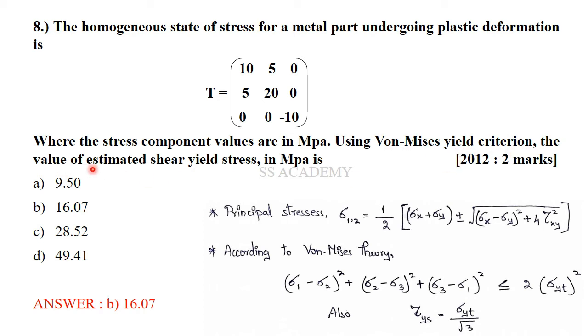The value of estimated shear yield stress, they have asked the shear yield stress in megapascal. Since they have given sigma x, sigma y, sigma z and tau xy, we have to calculate the principal stresses first. Initially, we have the third principal stress because there is no shear stress in the sigma z direction. So this comes out to be sigma 3, whereas sigma 1 and 2 are calculated using this 10, 20 and 5.